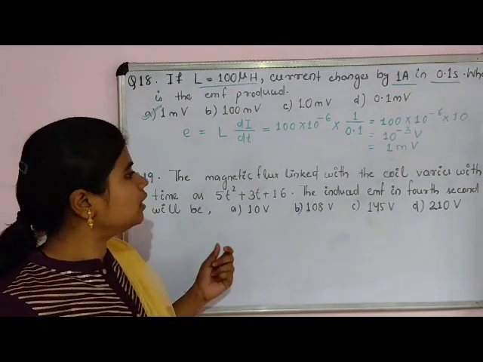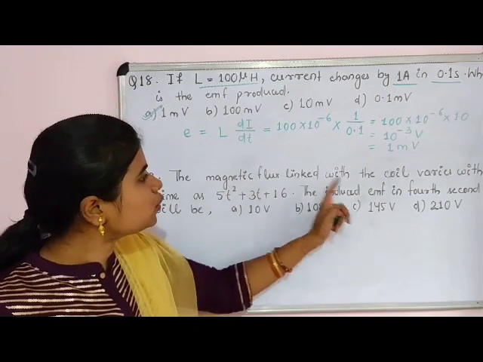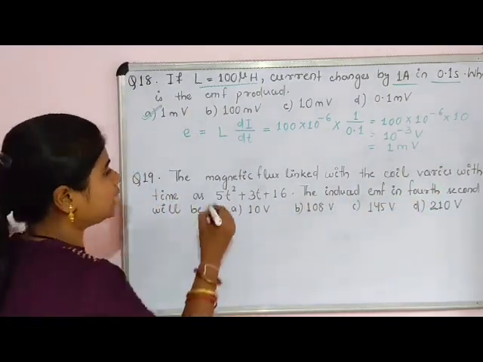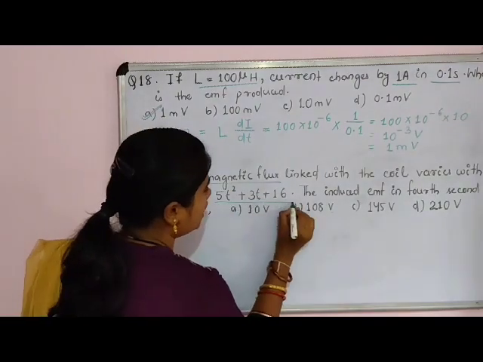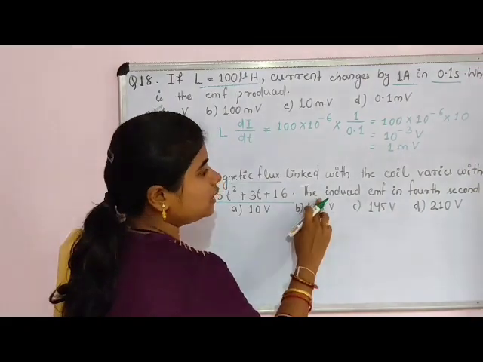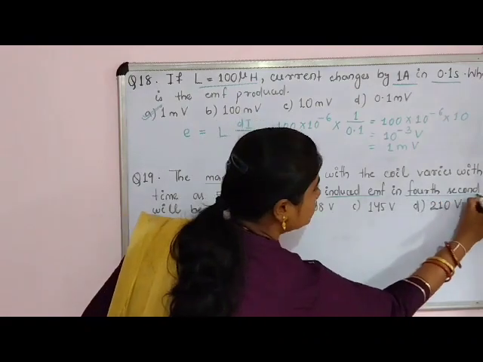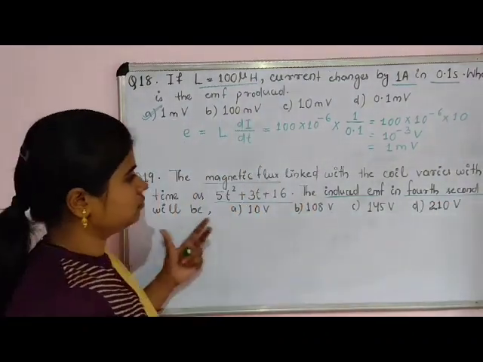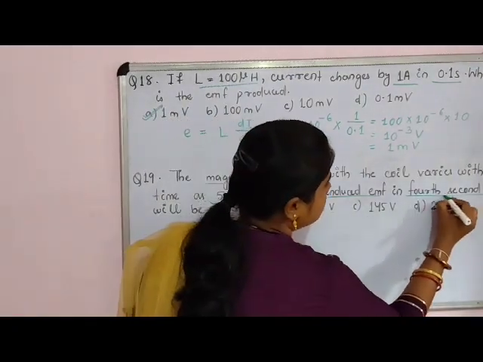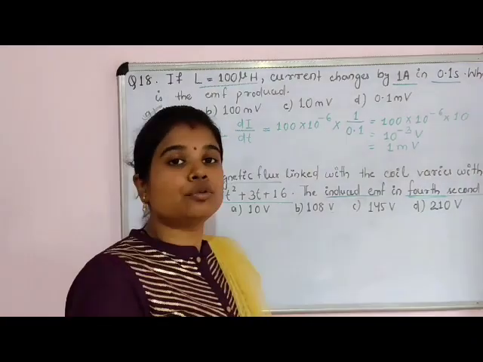As you can see, it is saying the magnetic flux linked with the coil varies with time as 5t square plus 3t plus 16. Then the induced EMF in the 4th second will be how much? So first of all, just understand this thing, 4th second. 4th second doesn't mean we can put t equal to 4 seconds.